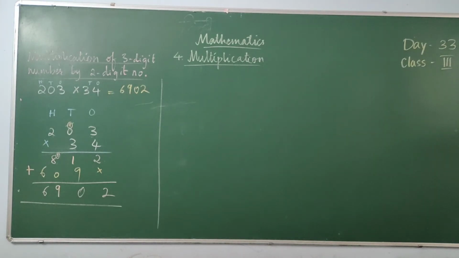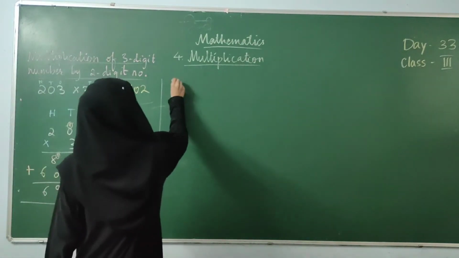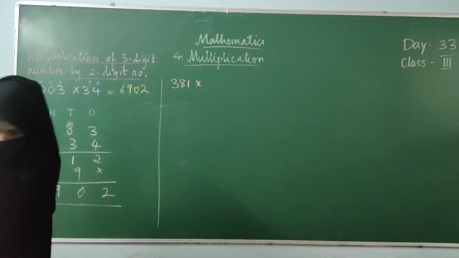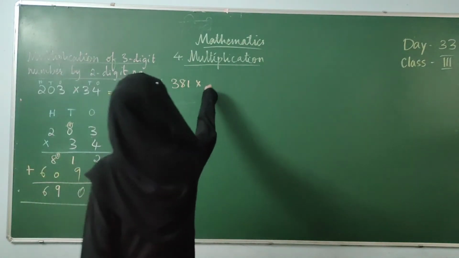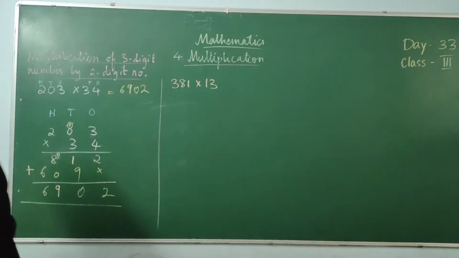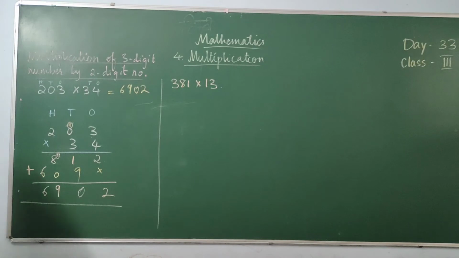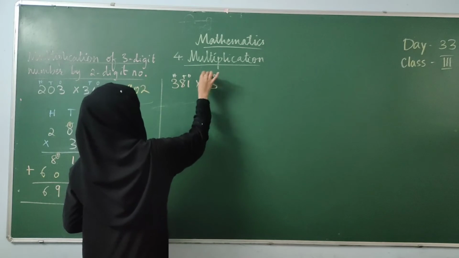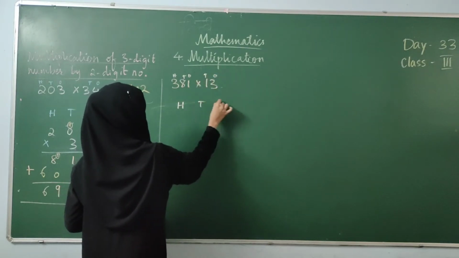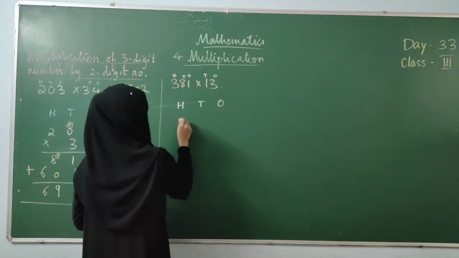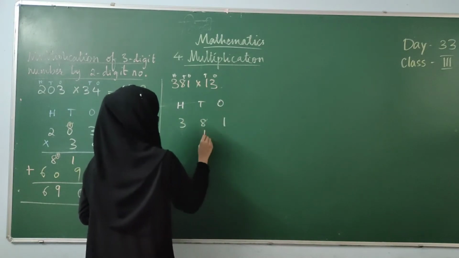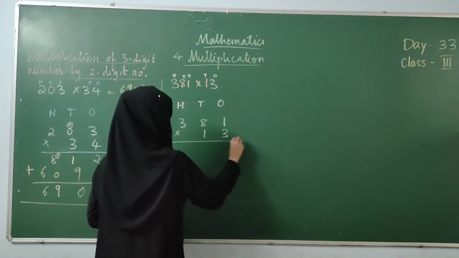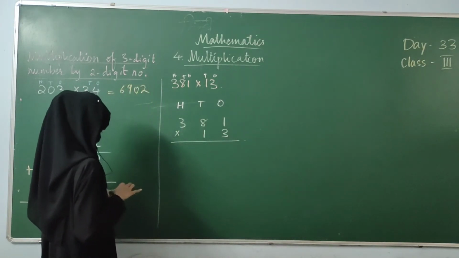Let's look into one example. 381 multiplied by 13. Now, first place values: ones, tens, hundreds, ones, tens. Substituting the place values with the numbers 381 and 13. Multiplication sign. First the multiplication section we will complete.